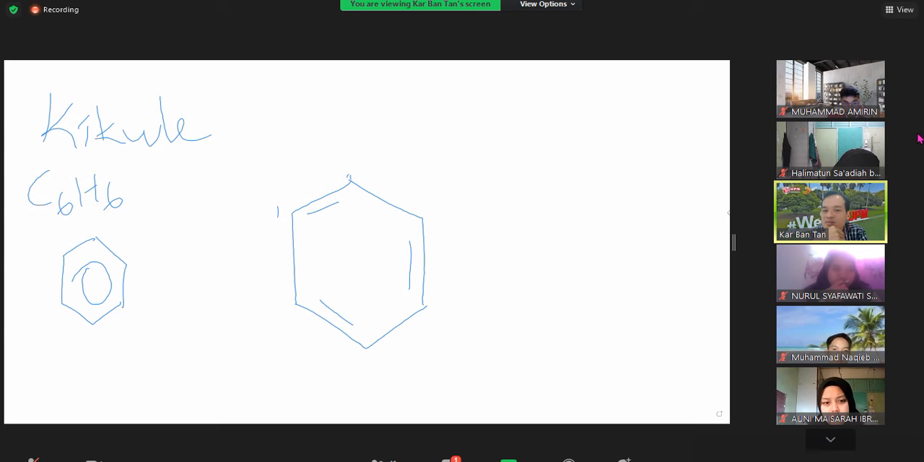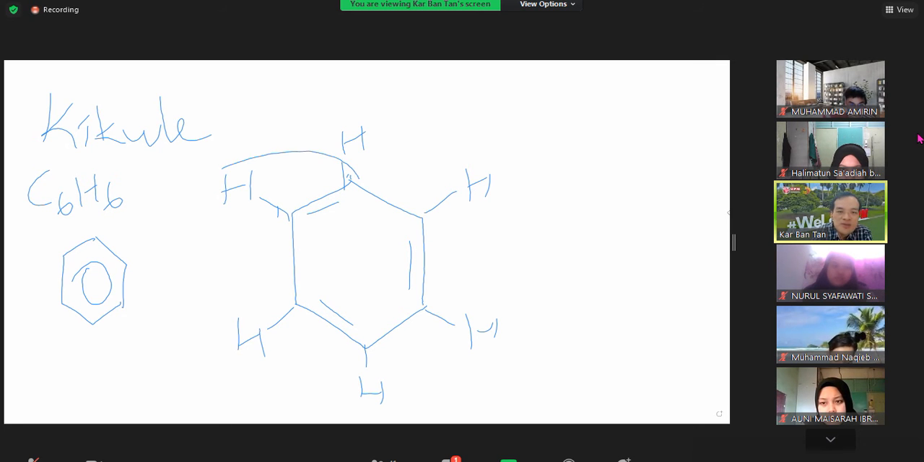The electron on double bond. Right, because ideally it's supposed to be this way, isn't it? You have to, right? Between this, what are the chemical bonds? This one, what are the chemical bonds involved?